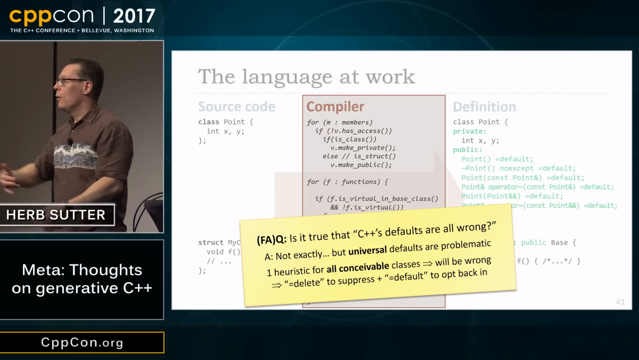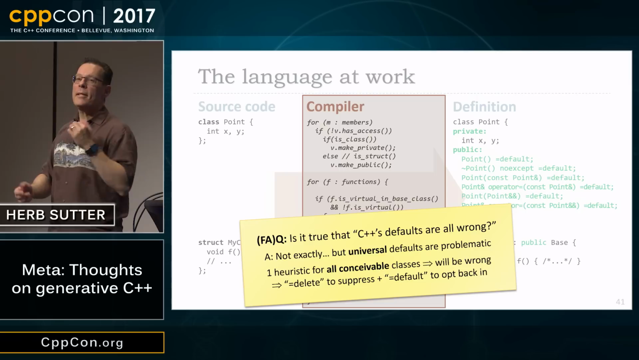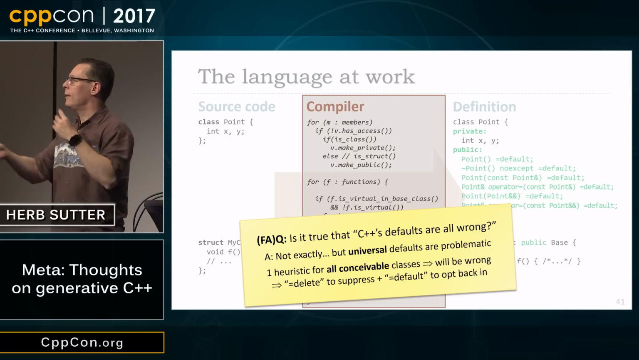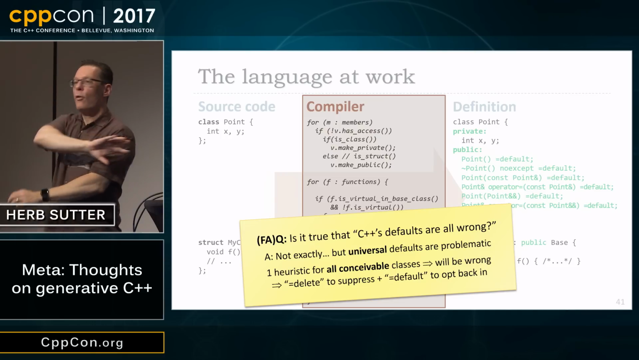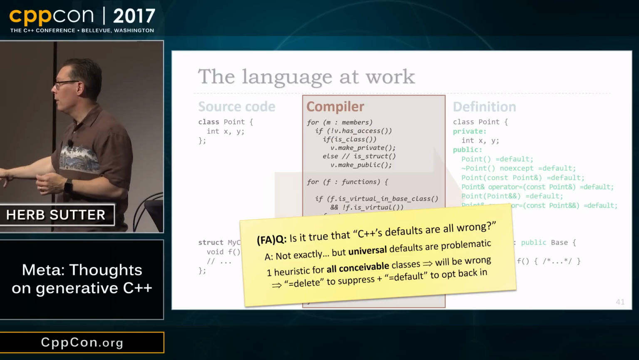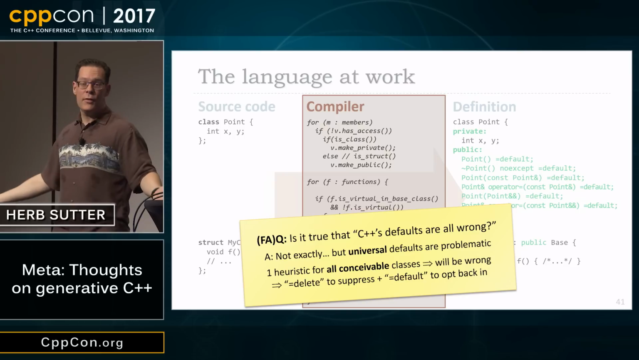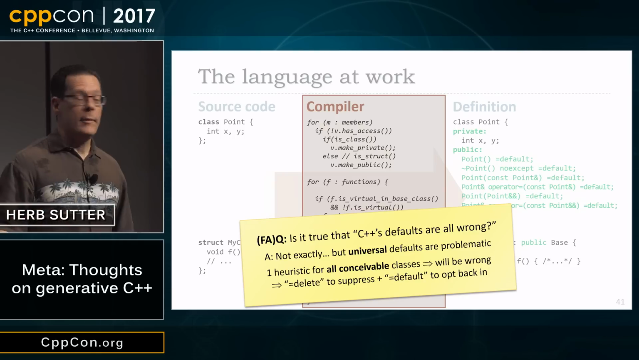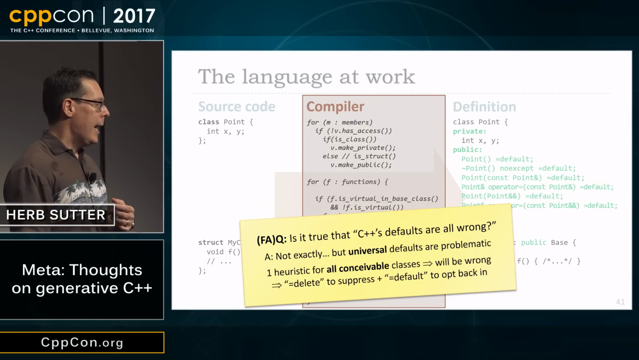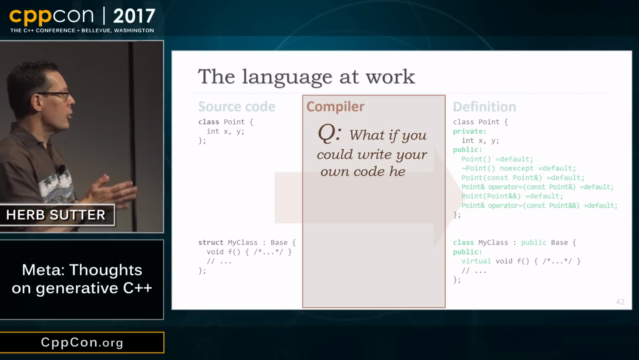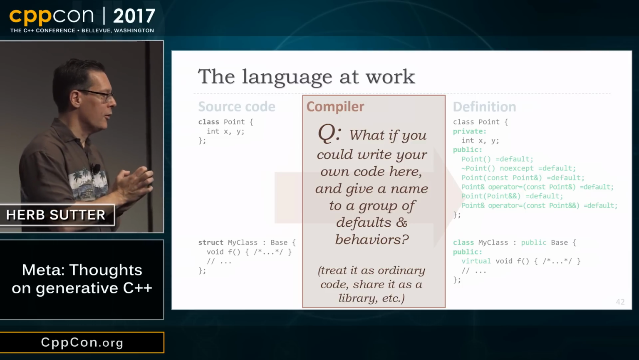Even if it's a functor, or a COM-based class, or a plain old data struct, I couldn't say those things, and that means I have to equals default or equals delete the things that did or didn't get generated that I actually wanted when the single heuristic for the whole universe of classes guessed wrong, right? So if you can only pick one rule for everyone in a diverse universe, it's going to be wrong a lot of the time. That's why we have equals default, equals delete for the purposes of opting in and out. So instead, the key question is, what if you could write your own code here and give a name to a group of defaults and behaviors?